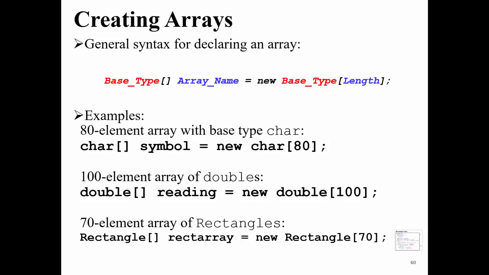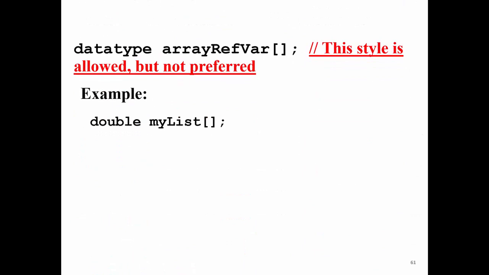So an array is not always for a primitive data type, int or double. You can have an array of objects. So rectangles, square brackets, the rectangle array, and new rectangle 70. Now, this is allowed, but it is not recommended. You can use the same syntax, data type, then the array name, and put the square brackets after the name of the variable. The Java compiler will say, okay, no problem, but this is not recommended, as you see in this example.